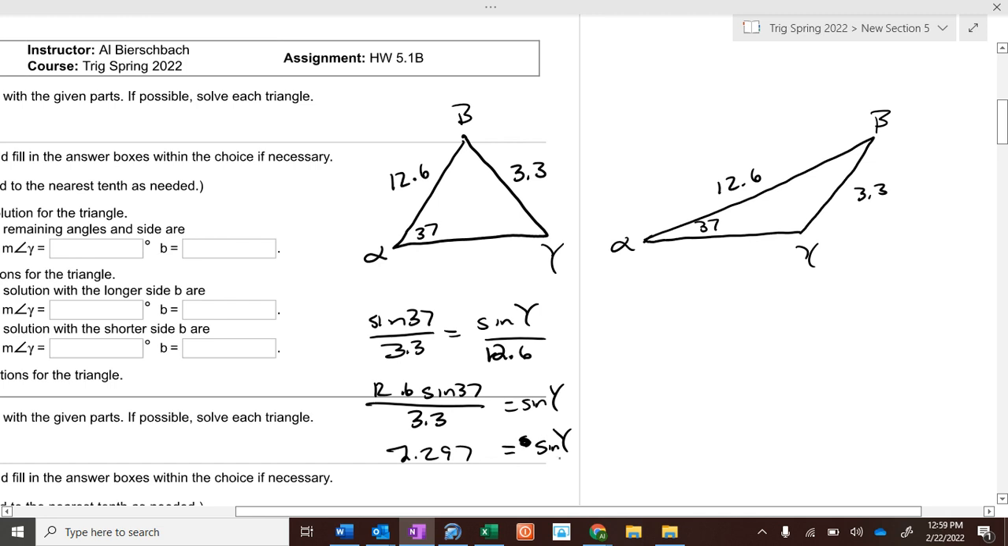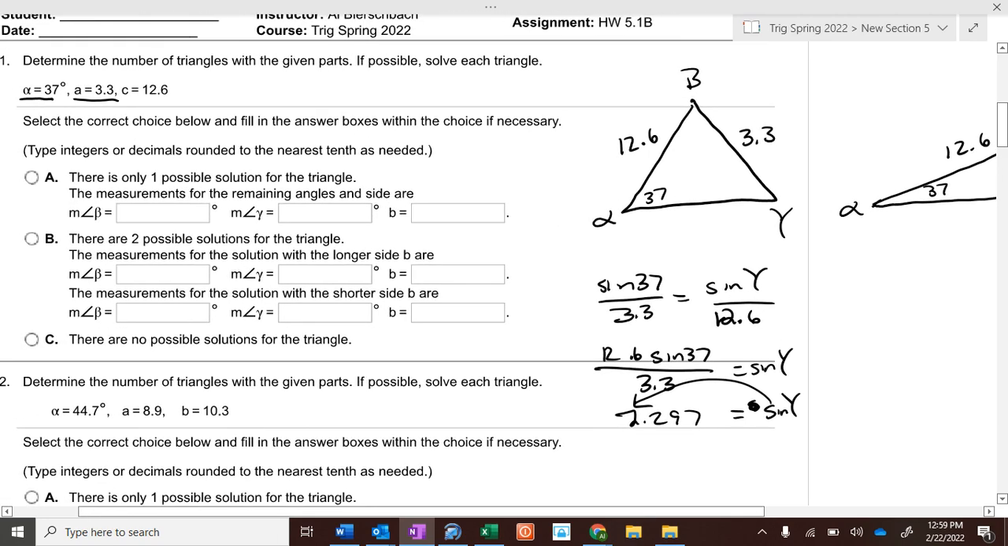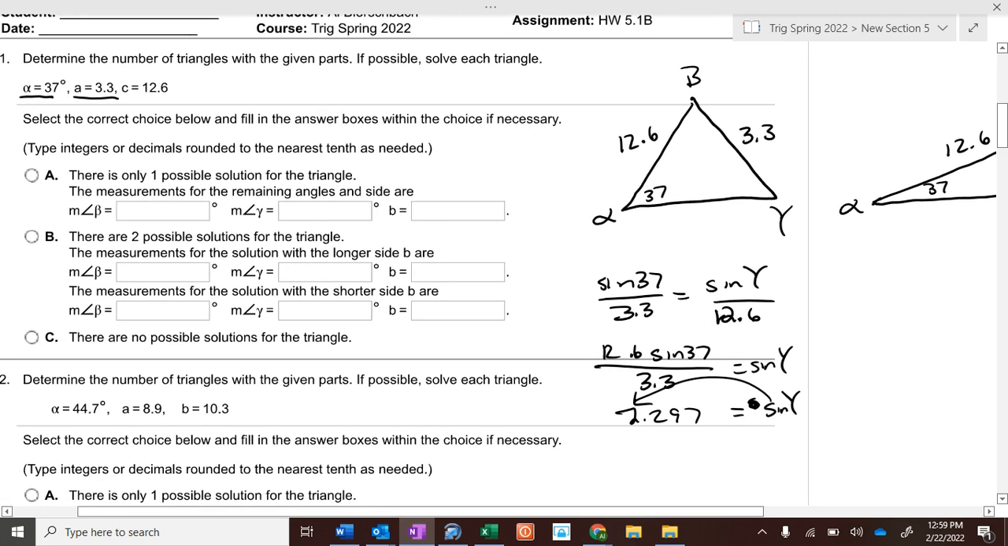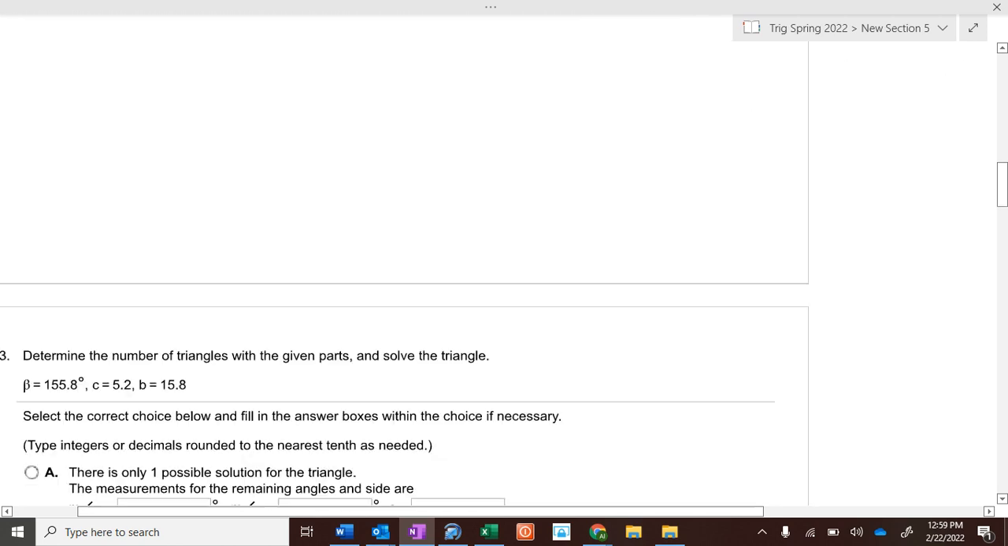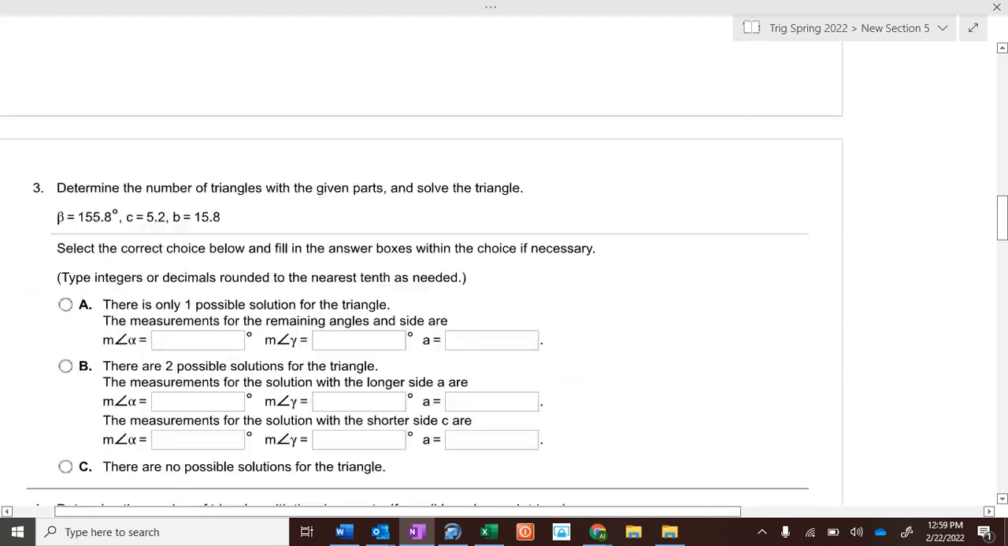You know what? If we solve for the sine, if we take the sine to the other side, do you know what happens? Nothing happens. You can't solve for this one. There are no possible solutions. Let's go down and check the answers. I'm pretty sure this one is no solutions.